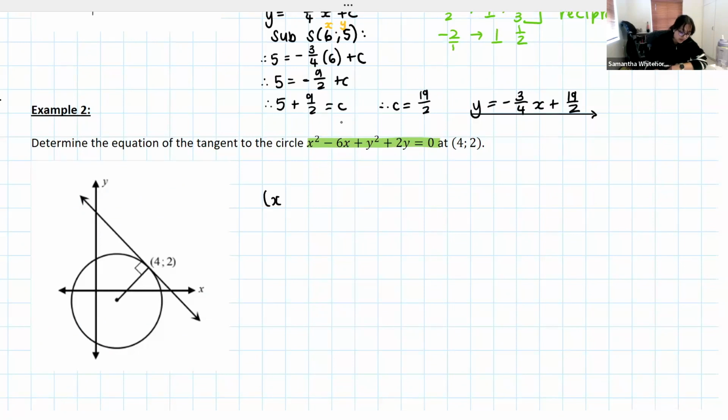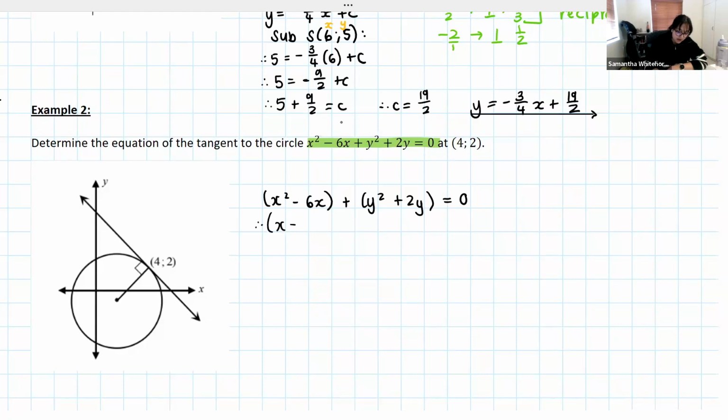So remember, you group your x terms. Obviously, if you want to skip the step and go straight to the completion of the square, that's fine. Group your y terms. Always put your constant on the right. In this case, it already was. Now we complete the square.